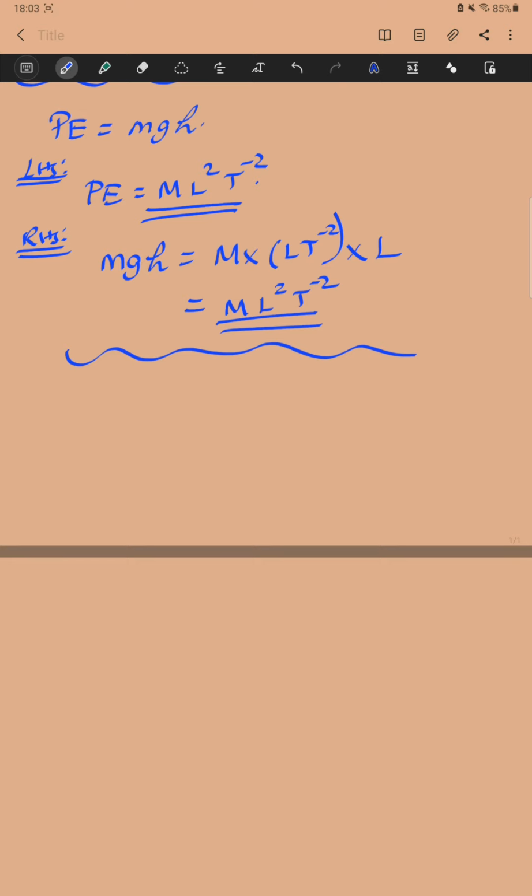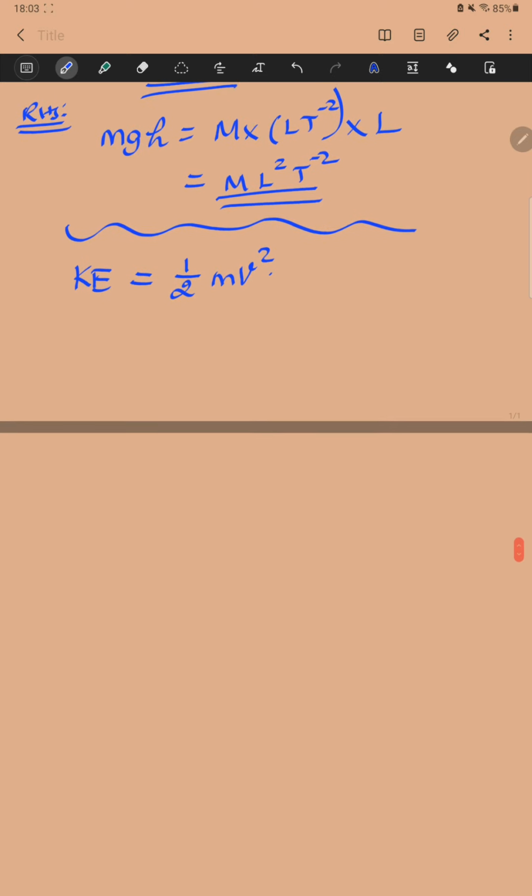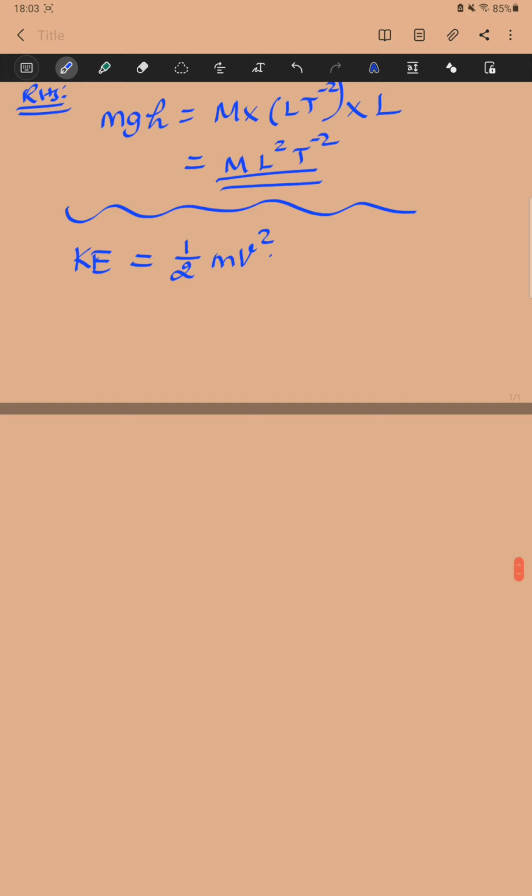Okay, can you try for the kinetic energy equation? Kinetic energy equation, as you know, is half m v square. Yeah, half, my dear people, does not have any dimension. So, well, you know what, let me do it for you. So energy, left hand side, kinetic energy, is nothing but M L square t power minus 2. Yeah, so let us look at the right hand side.